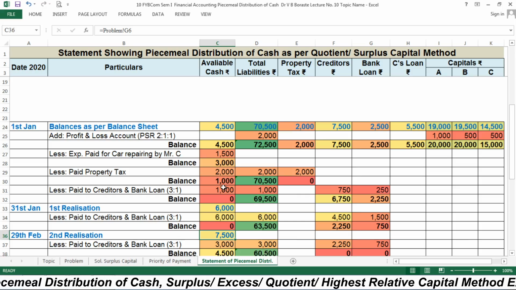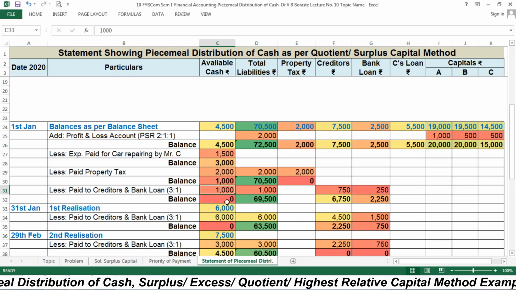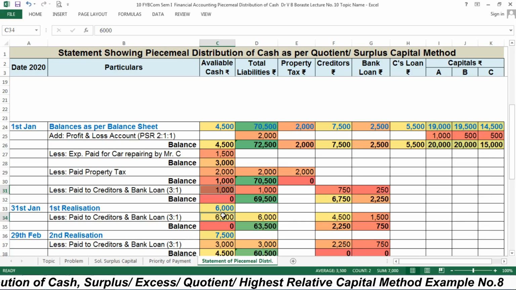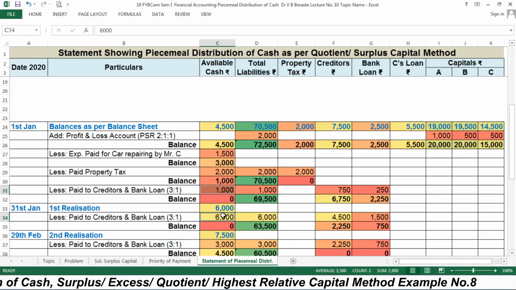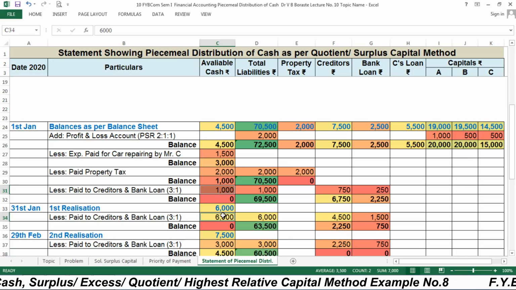Now listen, in the first step we paid to creditors and bank loan 1,000. In the second step we paid 6,000. That means we have already paid 7,000 to creditors and bank loan.